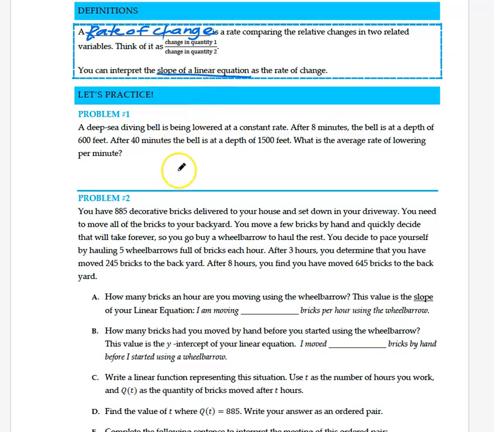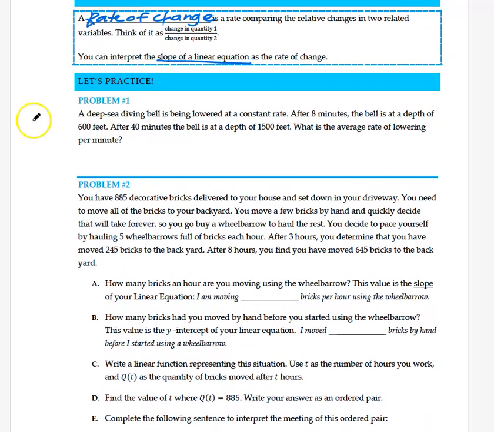All right, so let's look at this first problem to practice through. And it's talking about a deep sea diving bell. It's being lowered at a constant rate. After 8 minutes, the bell is at a depth of 600 feet. After 40 minutes, the bell is at a depth of 1,500 feet. What is the average rate of lowering per minute?